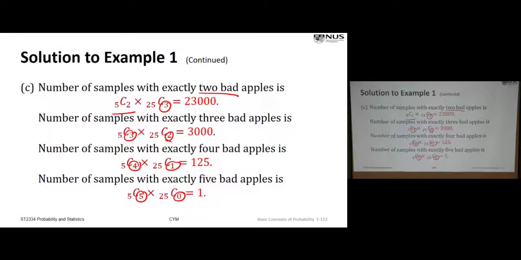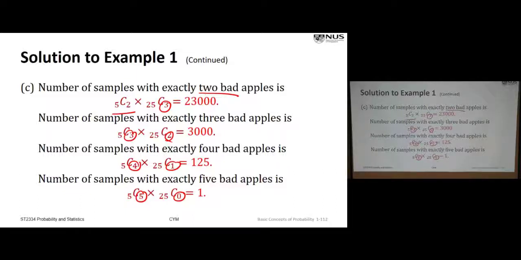Because they are mutually exclusive, yes. Good. It's a fancy word, mutually exclusive. So basically, if you have 2 bad apples, you cannot have 3 bad apples in the sample. So it must be one of these. When you look at a sample, it's either 2 bad apples, 3 bad apples, 4 bad apples or 5 bad apples. So you have to add all these numbers of ways to get the samples. All right, so that's one way to do it.